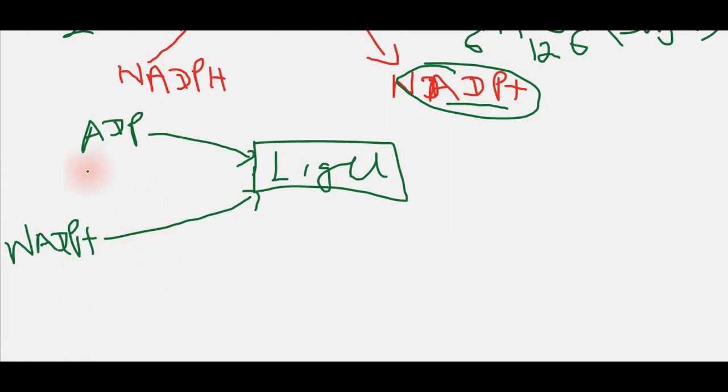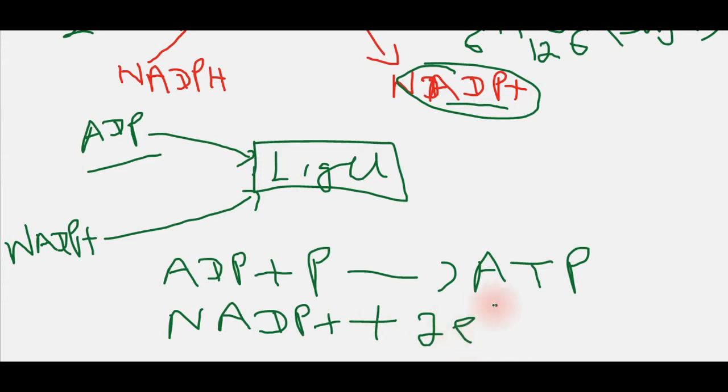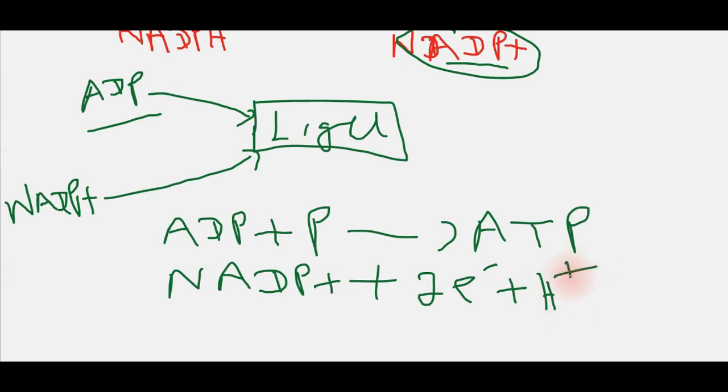Where the ADP will again combine with the phosphate group to produce ATP, and the NADP plus will combine with high energy electrons and a proton to produce NADPH, which again will be used to continue the cycle.